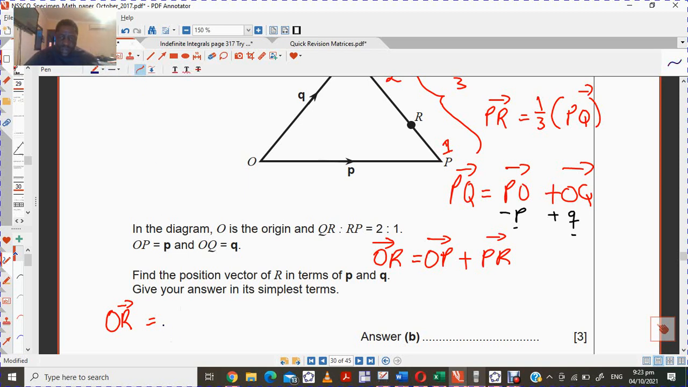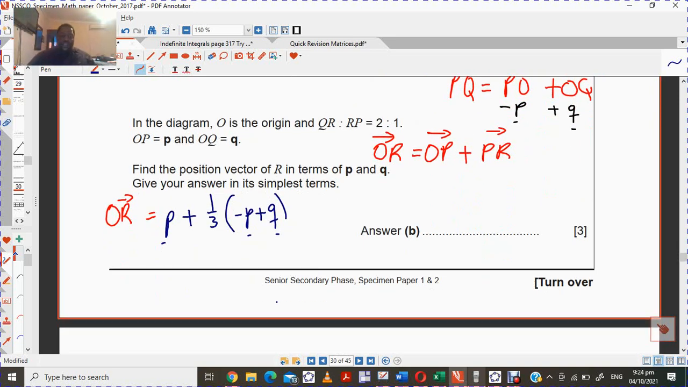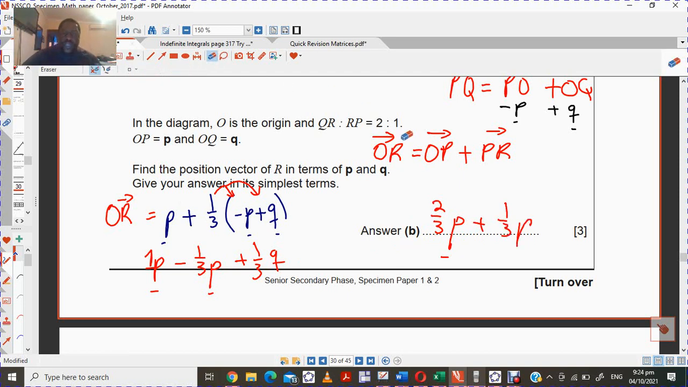It's going to be OP, which is small letter p, plus 1/3 of PQ. And PQ, we already established, is minus P plus Q. Obviously you'll be putting those lines to indicate vectors. So it's just a matter of you simplifying this particular one. Again, it's vector geometry. So just multiply that over. That's going to be P minus 1/3P plus 1/3Q. Well, this is 1. So 1 minus that gives you 2/3P plus 1/3Q. That should be Q.